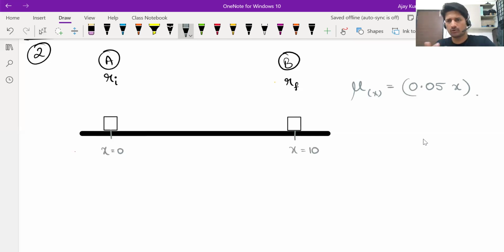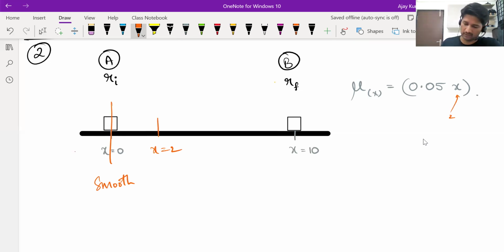What does that mean? When x is equal to 0, coefficient of friction is 0. So here the surface is smooth. Just at the initial position, the surface is smooth. Now at some point, the x coordinate will become 2. If x is equal to 2, 0.05 into 2 becomes 0.1. So here the coefficient of friction is 0.1. It's becoming rougher. Let's say x is equal to 5. 0.05 into 5, 0.25. So coefficient of friction is 0.25. Roughness has increased. So it's a surface whose roughness changes from point to point. That is what it means.